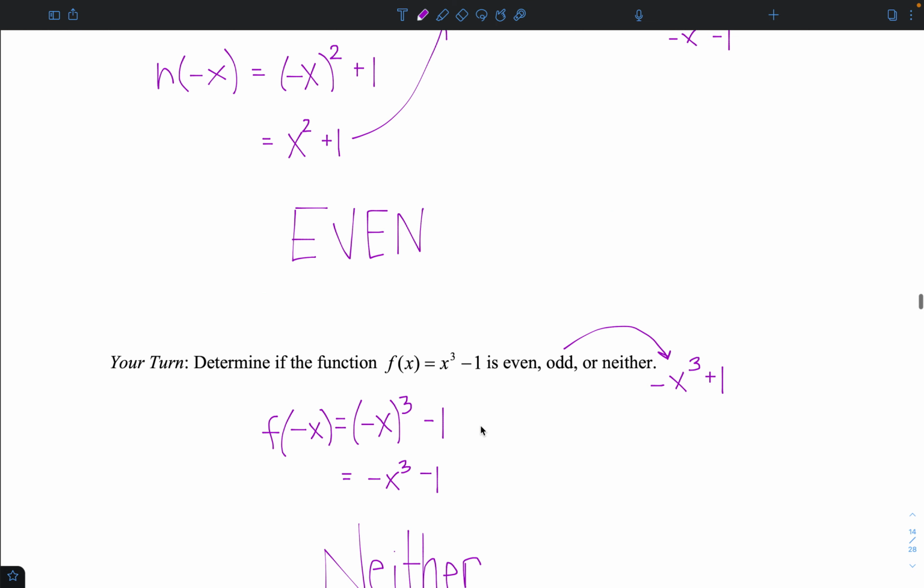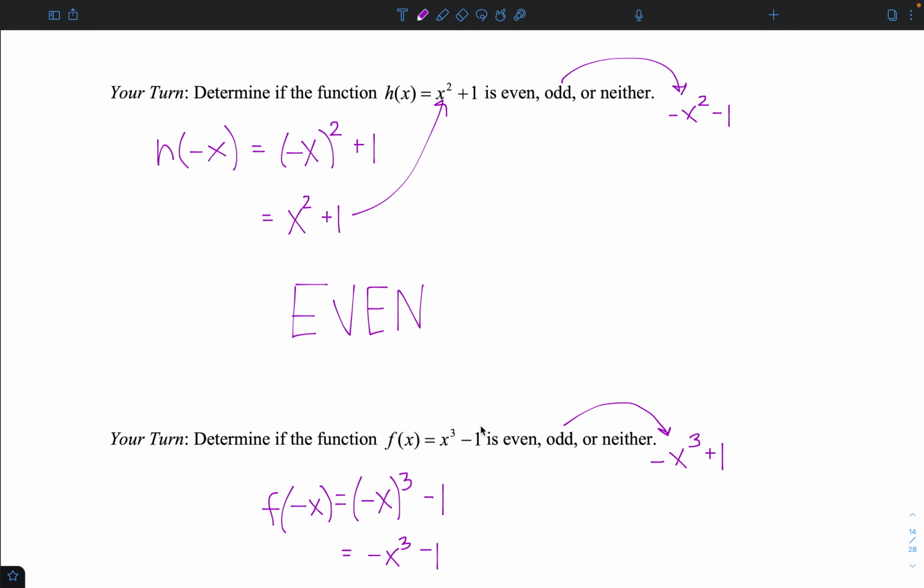Okay, so to recap what you do to determine if a function is even or odd or neither. You substitute in negative x for x, simplify the expression. If it matches your original expression, it is even. If it matches the opposite of your original function, it is odd. If it does not match either of them, your answer is neither.